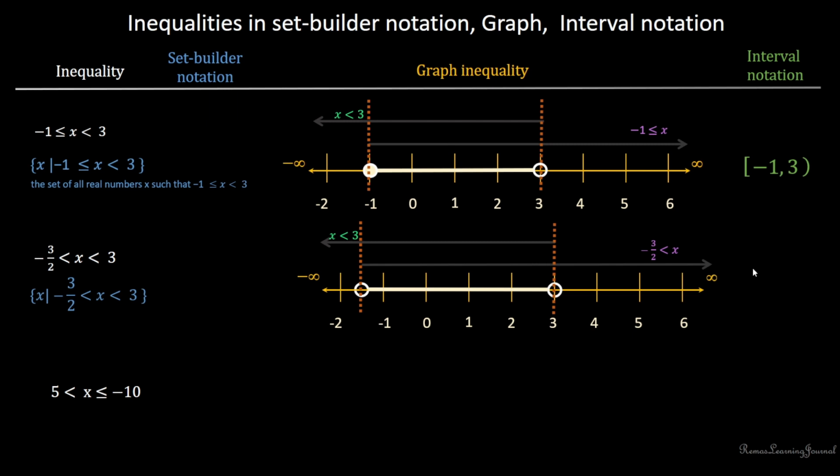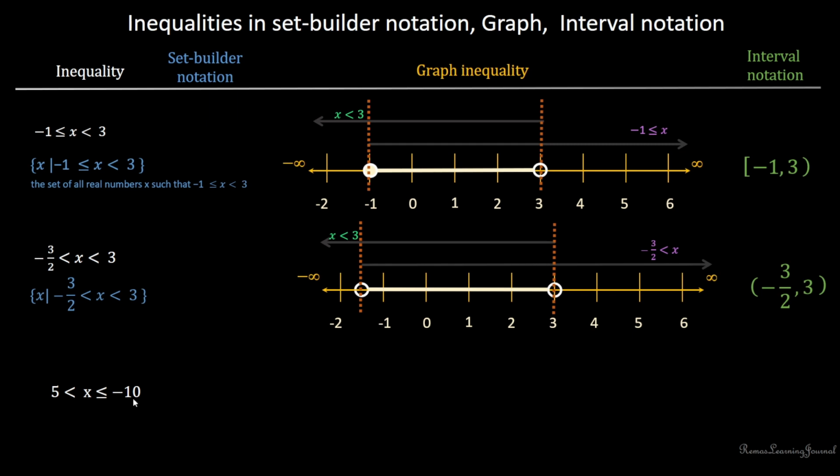Now let's see how to write this solution in interval notation. We write both endpoints, -3/2 and 3. Then we put parentheses around them to indicate that -3/2 and 3 are not included in the solution.